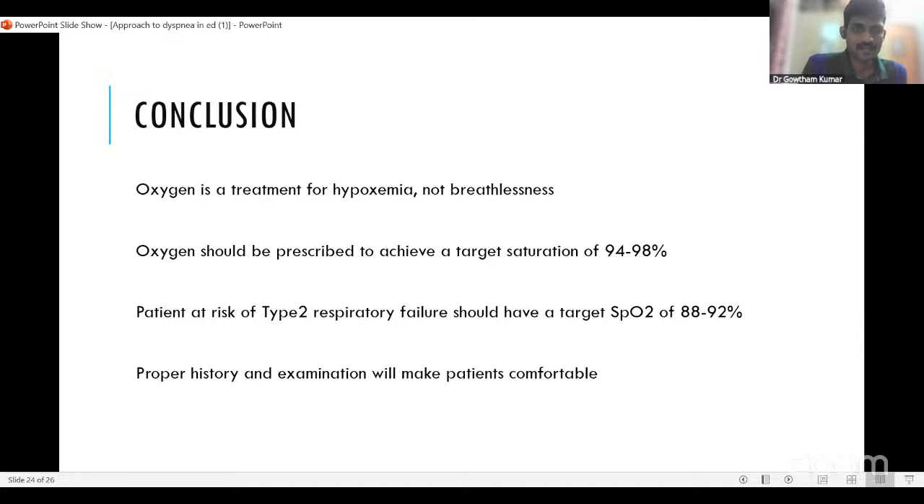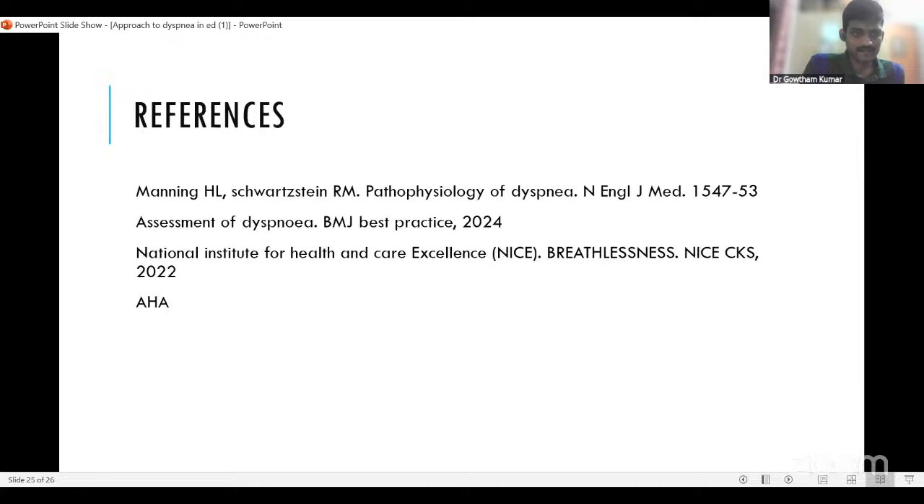Oxygen should be prescribed to achieve a target saturation of 94 to 98 unless they have COPD or any chronic type 2 respiratory failure. If they have chronic type 2 respiratory failure, then the target is 88 to 92. Proper history and examination will make the patient comfortable and lead to an appropriate diagnosis. These are my references, mostly from NICE guidelines, BTS guidelines, and AHA for the cardiac things.